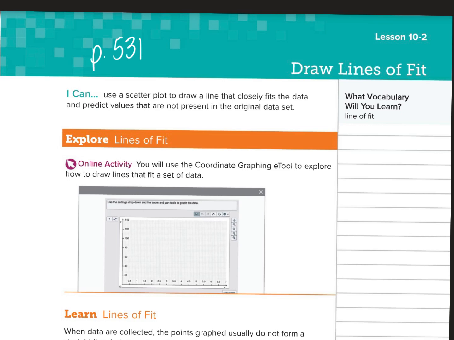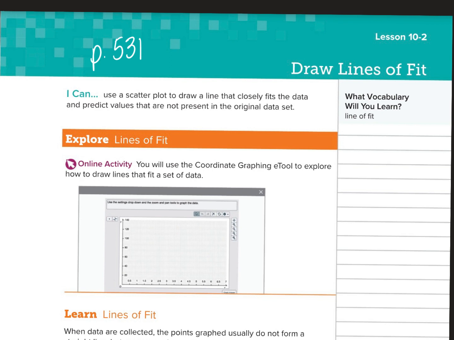Today we're going to be learning about drawing lines of fit and what that looks like, and how we can use those lines of fit to predict values that are not actually present in our original data set. So you need to be on page 531 of your workbook, and we're going to go about halfway down.